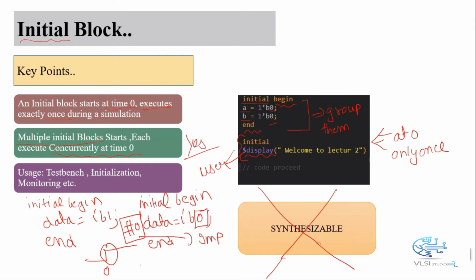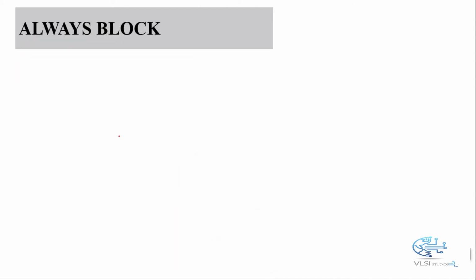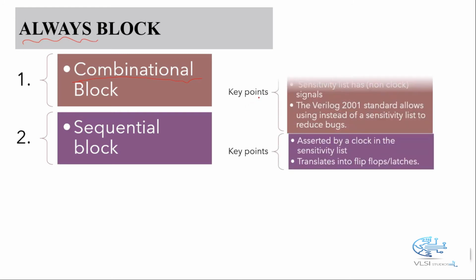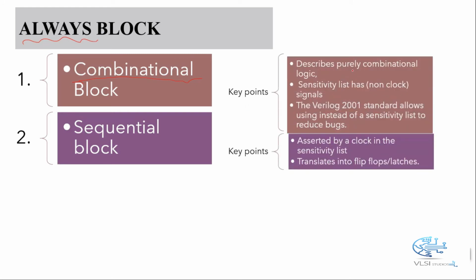Now moving on to our second block, the always block. The always block, as we said, will execute continuously depending on the sensitivity list, and based on that sensitivity list the always block is divided into two parts: the combinational block and the sequential block. The first part is the combinational block. In the combinational block, the sensitivity list is purely combinational logic. It doesn't include anything related to the clock.